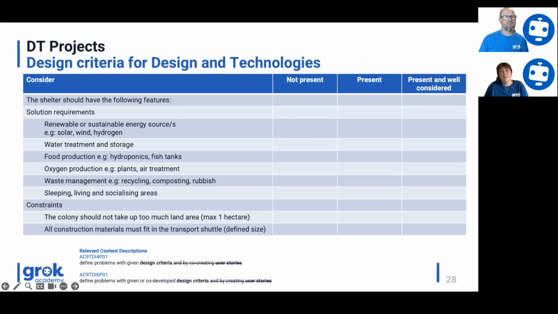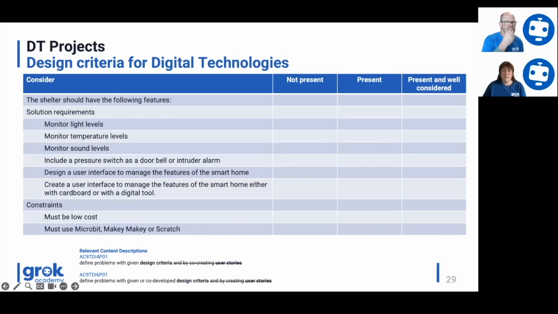So design criteria often fit within a design and technologies realm. These examples on here have some solution requirements and some constraints that relate specifically to design and technologies, not to digital technologies. If we look at some design criteria for digital technologies, there's a whole variety of different possible things. A solution requirement may be monitoring the level of light, monitoring temperature levels, sound levels, or the use of a pressure switch. Anything that can be controlled or monitored digitally could then fit within some kind of solution requirement.